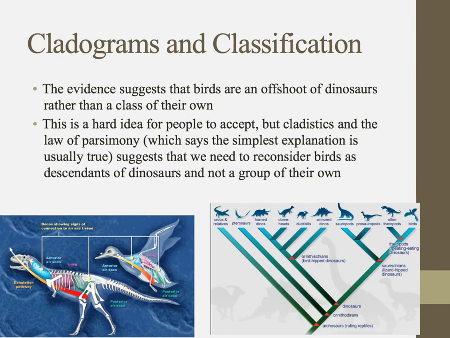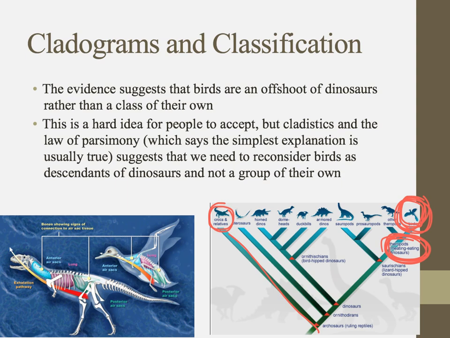So all of this evidence suggests that birds, modern day birds, are in fact an offshoot of very ancient dinosaurs, okay? And so where some of our other modern day reptiles evolved from other ancient ancestors, modern day birds probably evolved from those ancient dinosaurs called theropods.